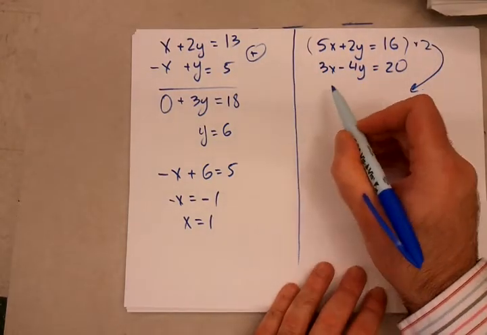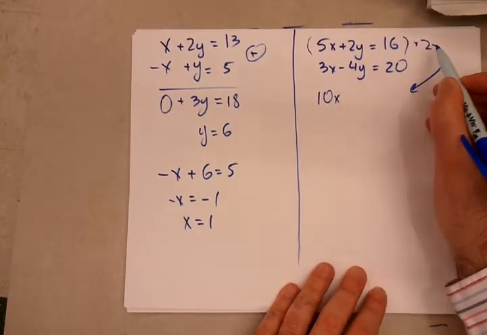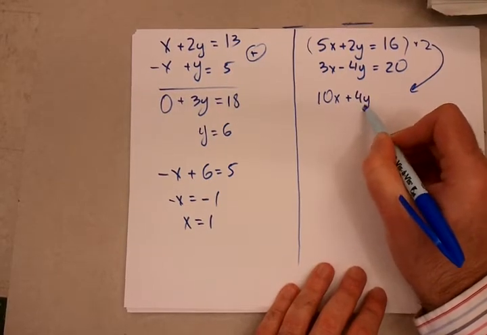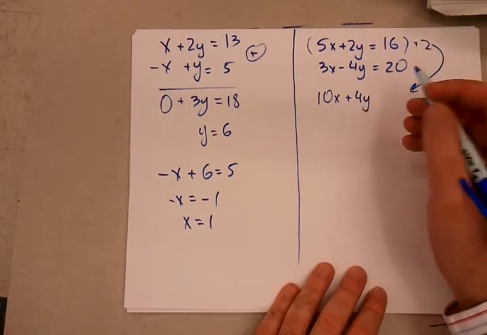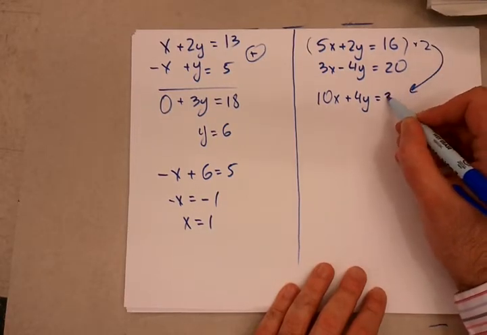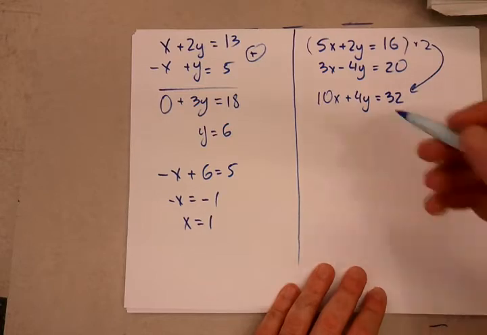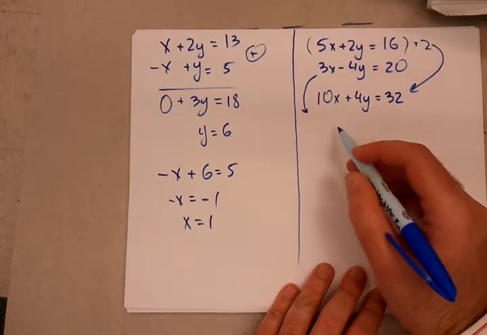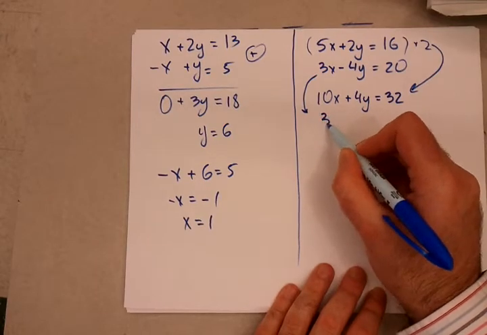2 times 5x, that's 10x. 2 times 2y, that's 4y. Sorry, it's the end of the day. 2 times 16, that's 32. Alright, now I'm going to rewrite the second equation just as is on the bottom of the first one.